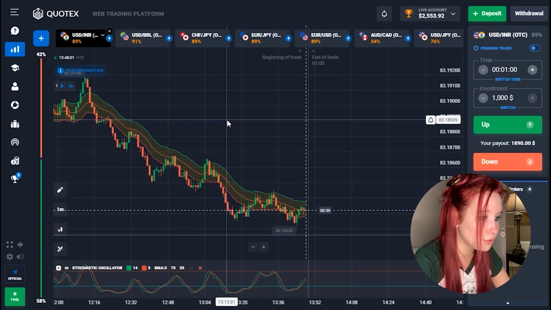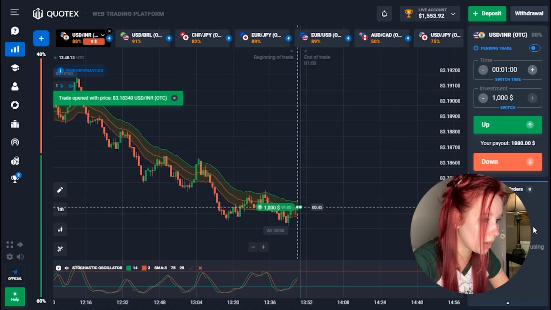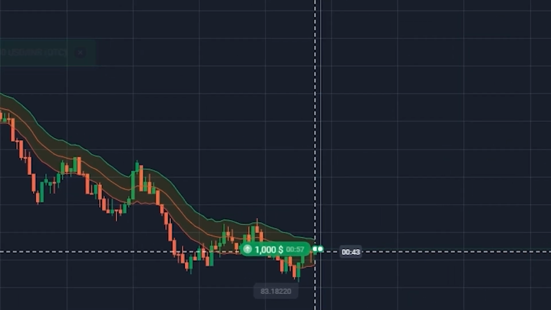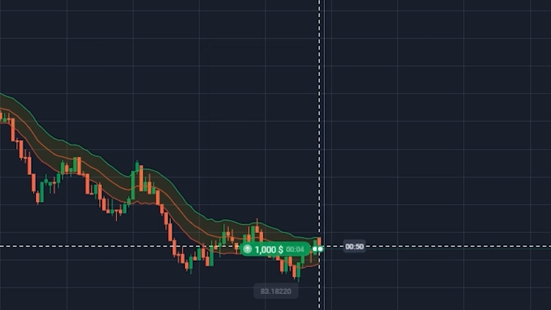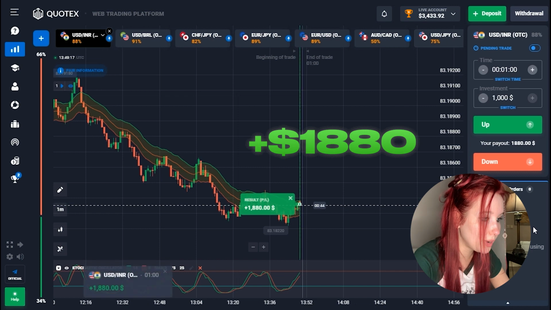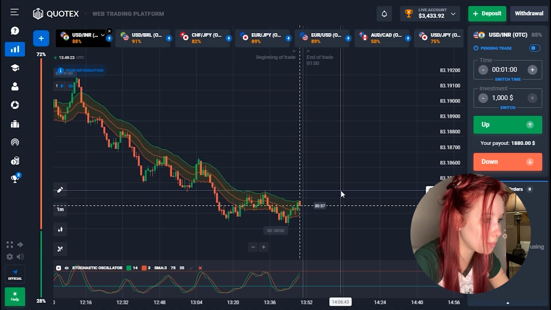Here we see a downtrend, but on the stochastic oscillator we see how the lines cross the 25 mark, and also the candles are slightly above the middle line of the Keltner channel. I open a deal for 1 minute. We're making a profit again thanks to our best strategy, and let's continue trading and find the right moment for the last trade.